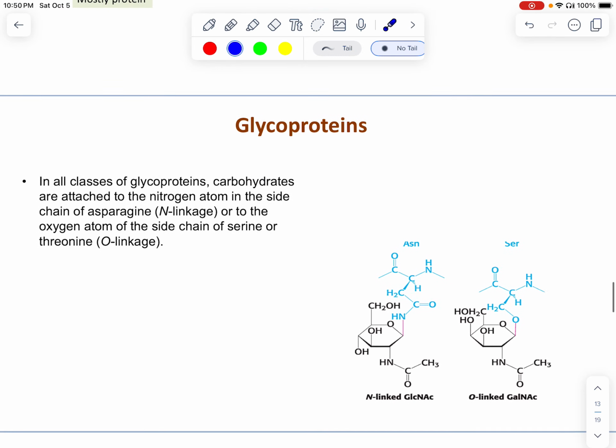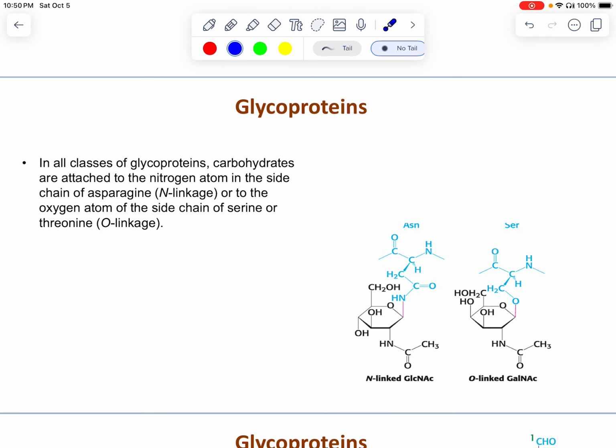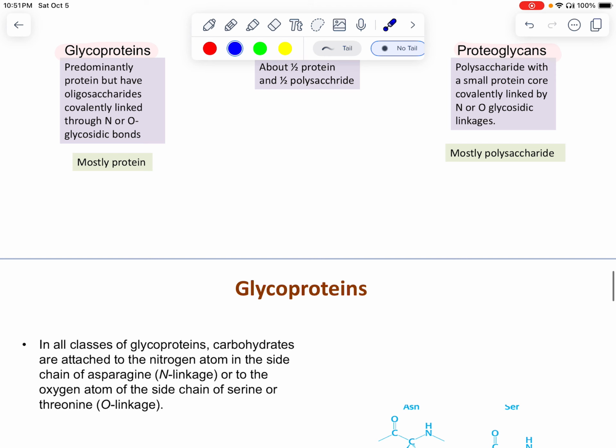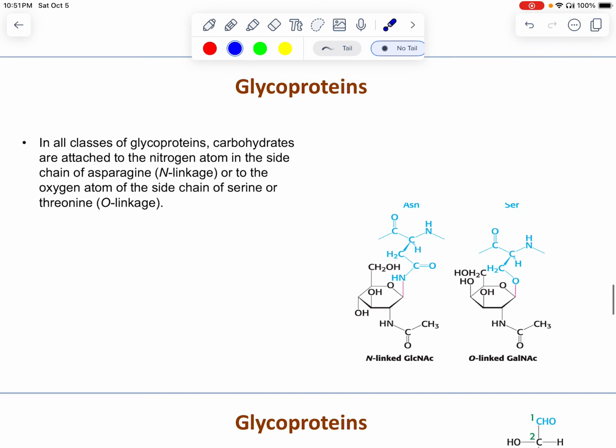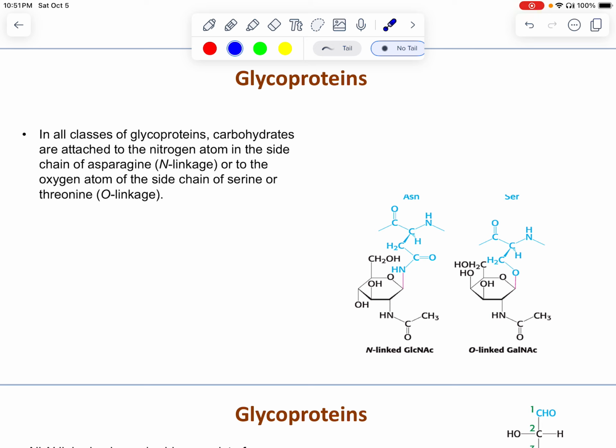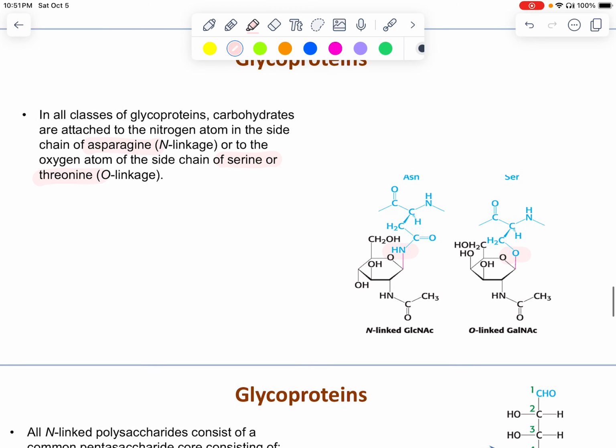All right, let's look at these three classes a little separately. So glycoproteins, we said these were the ones, let's go back up here, that were mostly protein, right here on the left. And in all of these, again, this is the same picture we looked at before. We are going to see that protein bound to the oligosaccharide with either an N linkage or the O linkage. And remember that the N linkage generally comes from asparagine, and the O linkage is either serine or threonine, those ones that have those hydroxyl groups on the side chain.